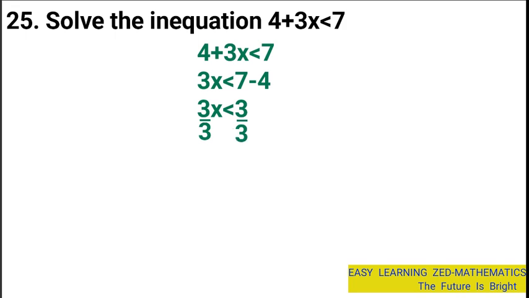Let me start with dividing 3x by 3. Since I want to remain with x, the 3 on the left side will be cancelled out, so 3 there and 3 down will be cancelled out, leaving us with x is less than. Then when I divide 3 by 3, it is going to give me 1. So the value of x in that inequality is less than 1. Let's go to the next question.